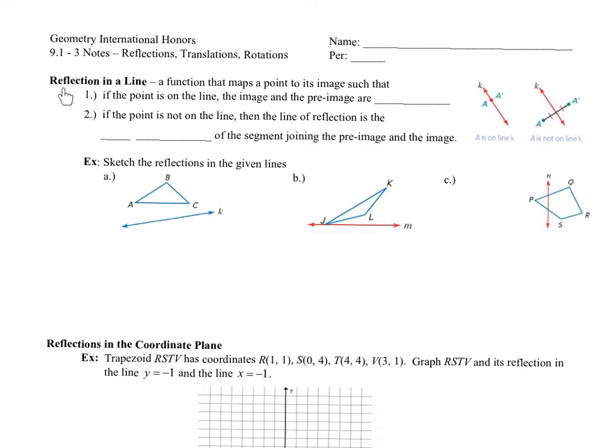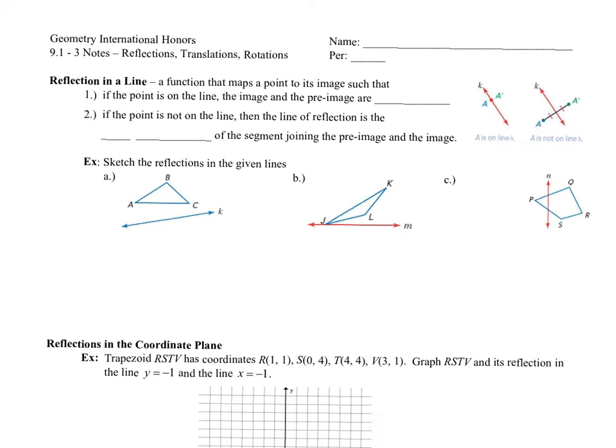And when we have a reflection, we always will be talking about a reflection in a line. We don't say a reflection over a line. We say the reflection in a line, just like you look at your reflection in a mirror. We're going to be talking about reflecting points in a line.